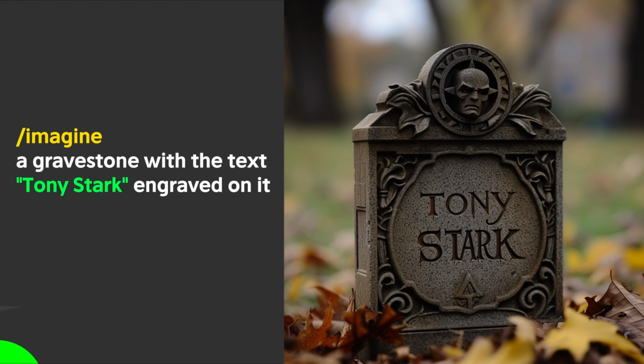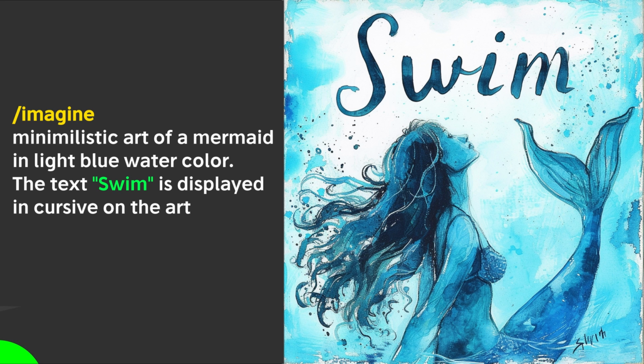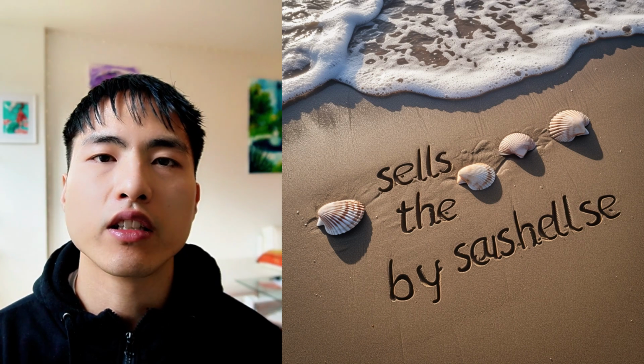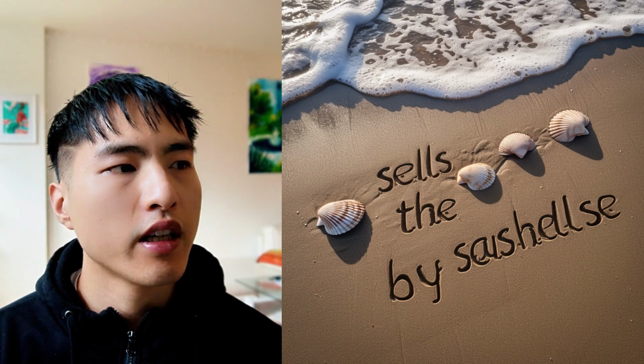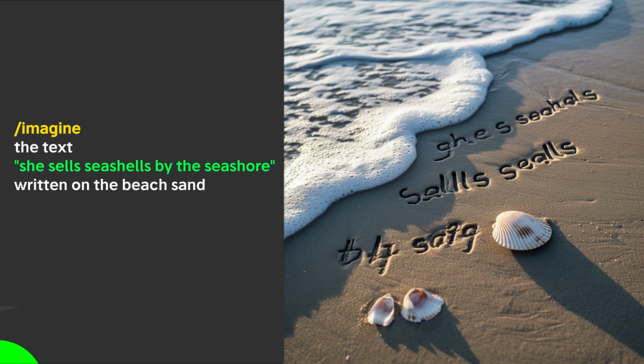You can also try putting the text in different mediums like carved on a gravestone or painted in with watercolor. If you try longer sentences or more complicated phrases, it doesn't work as well though. Here I prompted for the tongue twister, she sells seashells by the seashore. It gets some parts of the sentence correct, but it's not quite there yet.